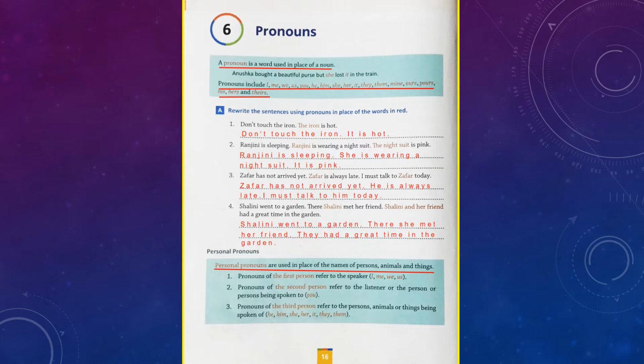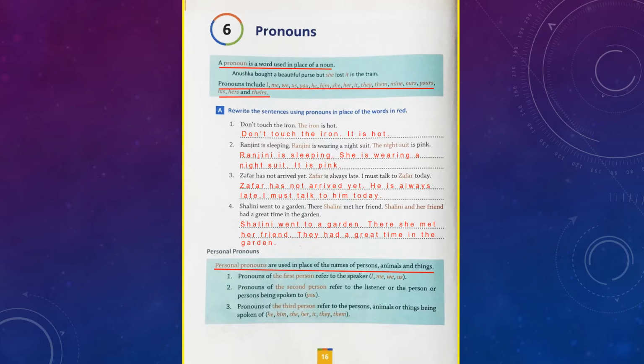Okay, so let's start with the answer number 2. Rajni is sleeping. She is wearing a night suit. It is pink. Now Rajni is the name of a girl, so I have used she instead of repeating Rajni again and again. And instead of the night suit, which is a non-living thing, I have used it.